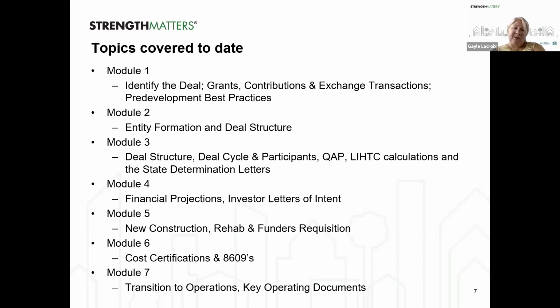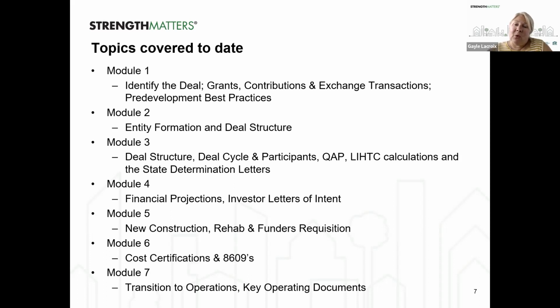In module 2, we talked about the type of entities that you'd find in an affordable housing deal that's using low-income housing tax credits and what that structure looks like. In module 3, we talked a little bit more about that structure, and we talked a lot about the different participants in your deal. I think we had a list of 15 to 20 key players in a deal, so you'll have plenty of company as you go down this path.